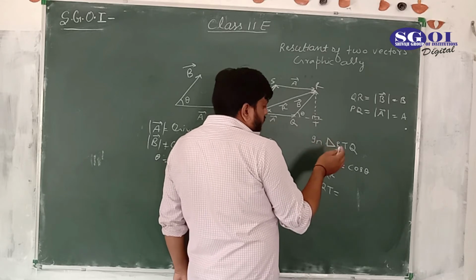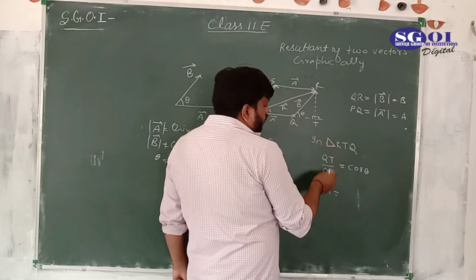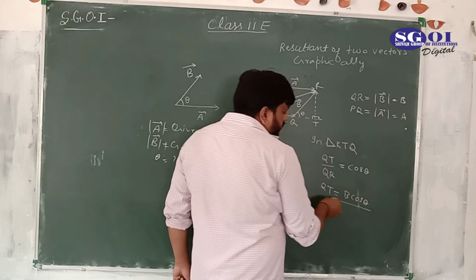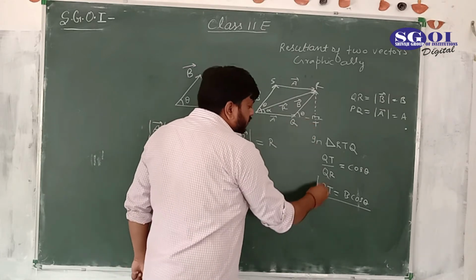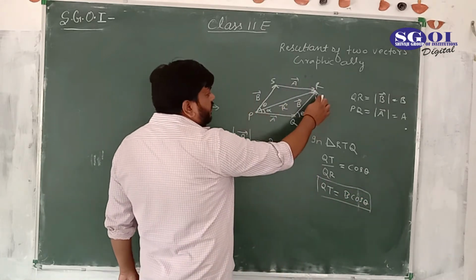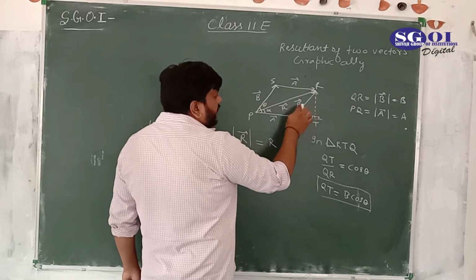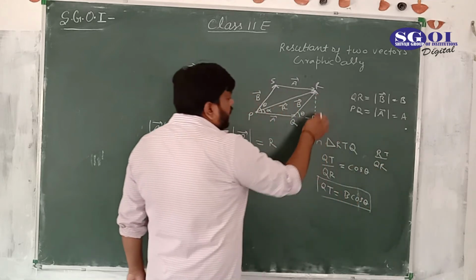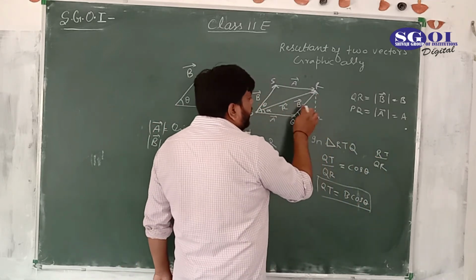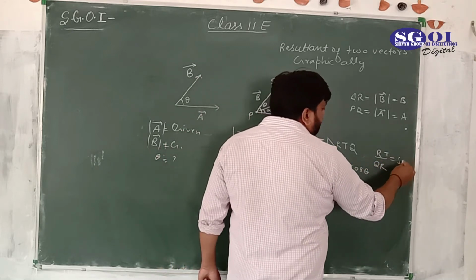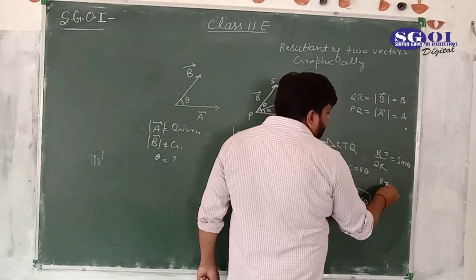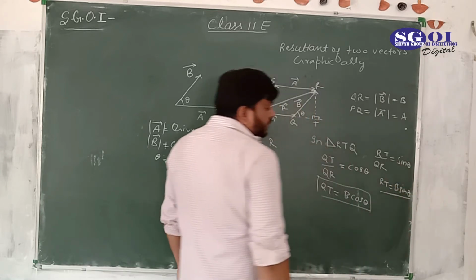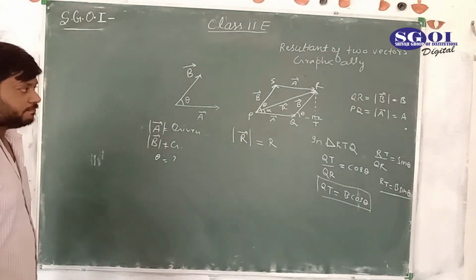QT is QR cos theta, and QR is B. So QT is B cos theta. We have found that. In the same way, we need RT. So RT by QR, RT is unknown, QR is known, perpendicular upon hypotenuse, which is sin theta. QR is B, so RT is B sin theta.